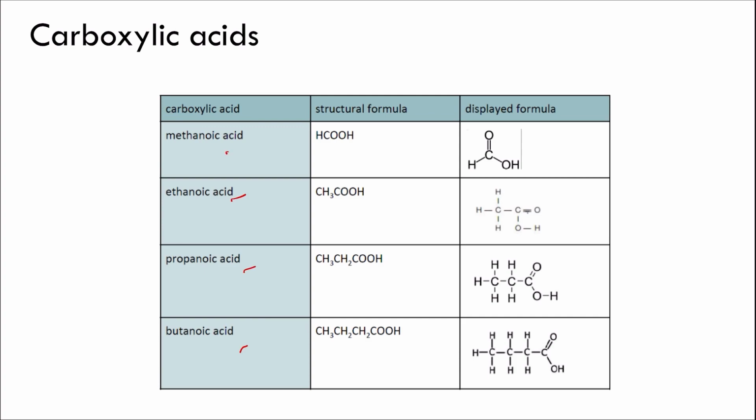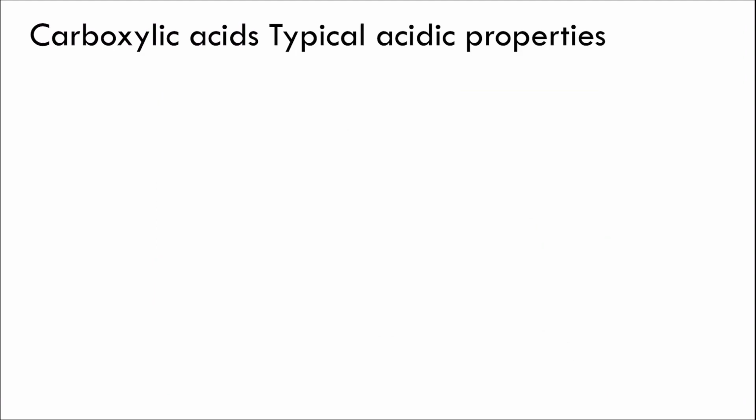When you draw the displayed formula, don't forget to always use the carboxylic acid group at the end. And the carbon of the carboxylic acid group is one of the carbon atoms of the series. So you have the carboxylic acid group and three additional carbons. This is going to be in total four carbon atoms. So this is butanoic acid.